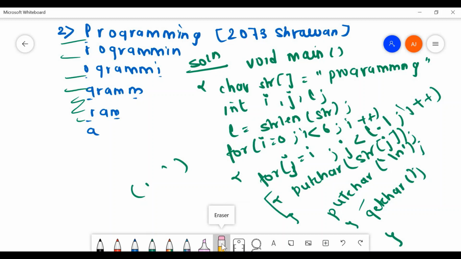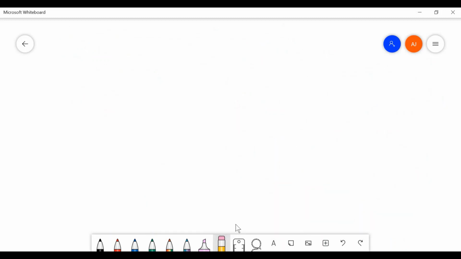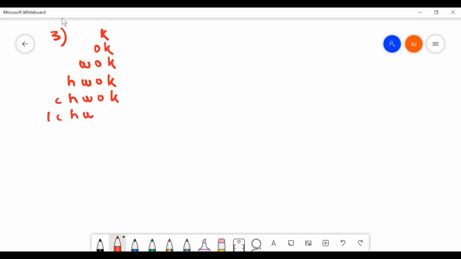Now going to question number 3. Let me discuss question number 3. Again we have to use unformatted input output for this, and the pattern is K, O K, W O K, H W O K, C H W O K, L C H W O K, U L C H W O K, and P U L C H W O K. So this is the pattern we have to print.